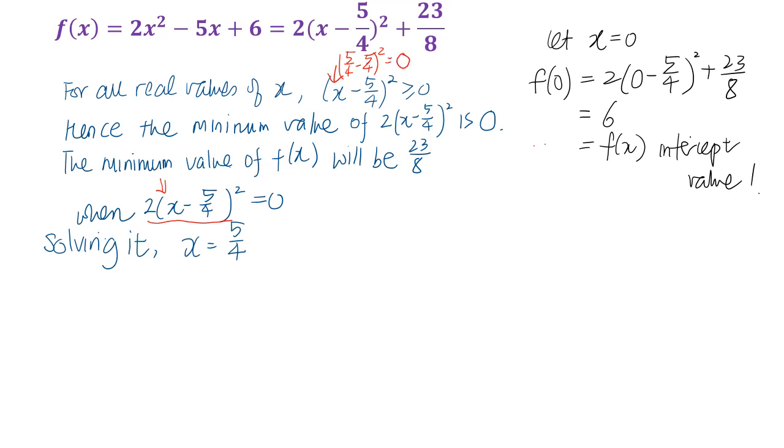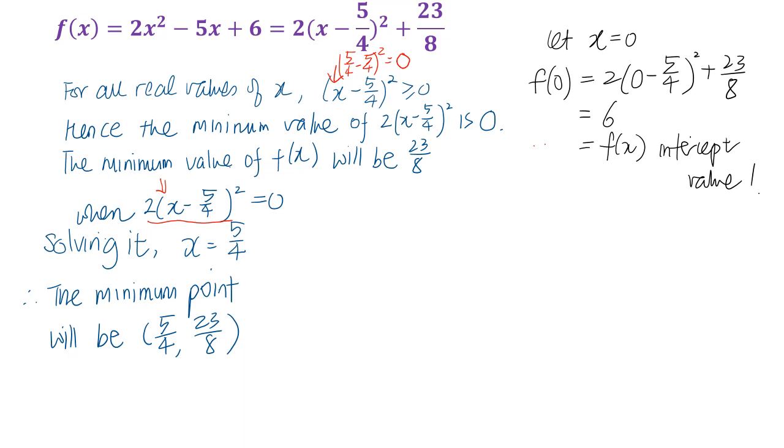So the minimum value is 0. So 0 plus 23 over 8 will give you the minimum value of f(x) to be 23 over 8. This is what it means. So from there, we can conclude that the x coordinate of the minimum point will be 5 over 4, and the f(x) coordinate will be 23 over 8. So if you sketch the curve, it will look like this.